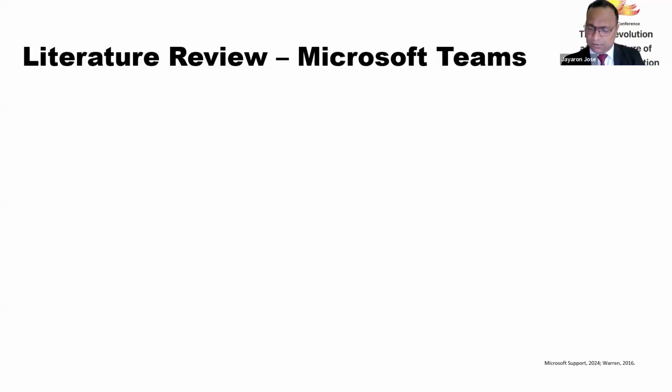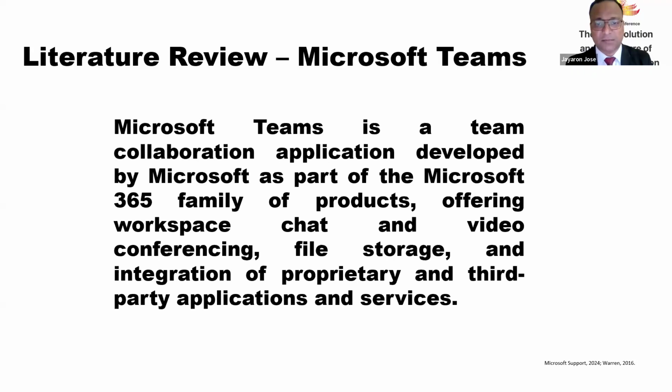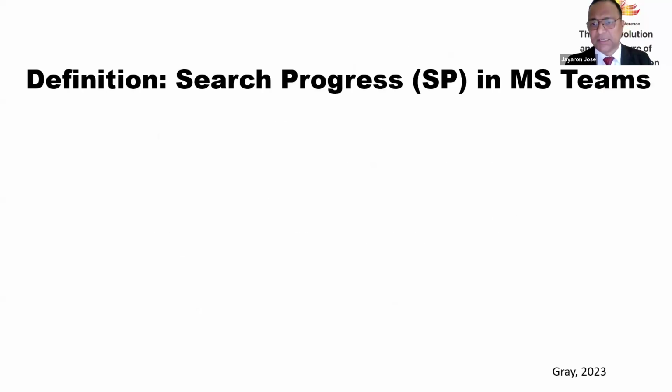As part of the literature review, as all of us might know, but for the sake of the study, I would like to define what Microsoft Teams is. It's a team collaboration application developed by Microsoft as part of the Microsoft 365 family of products, offering workspace chat and video conferencing, file storage, and integration of proprietary and third-party applications and services. Most educational institutions have been using Microsoft Teams. Now, the new thing is that Microsoft Teams has integrated various AI-powered learning accelerators, as I mentioned earlier, and our topic is Search Progress in MS Teams.